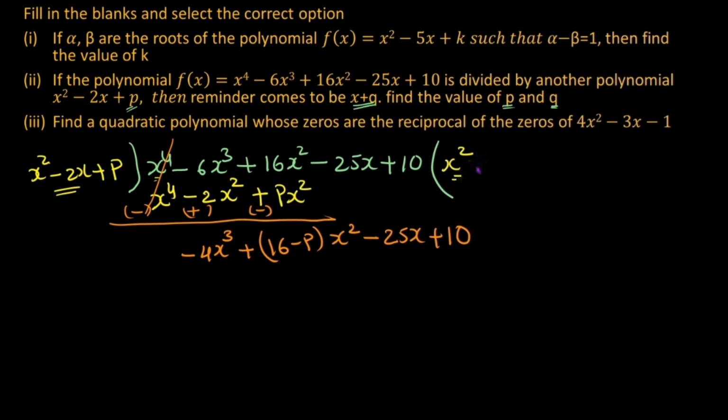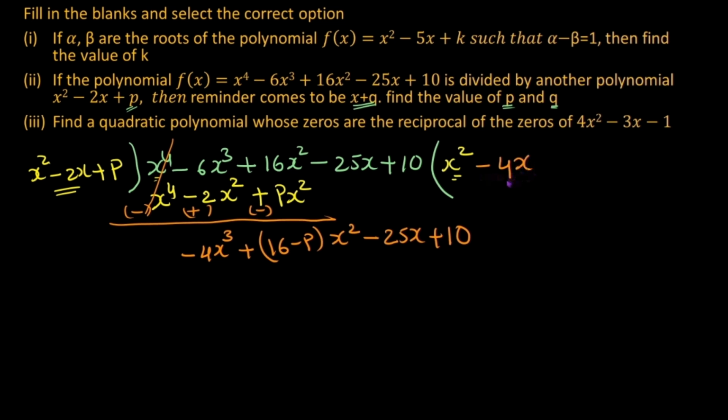Now, what do you do with the next term here? We need to get this term cancelled. If you multiply with the x, we'll get x into x square, we'll get x cube. But we need minus 4x cube, right? So that we will do minus 4. Minus 4x we'll do, okay?